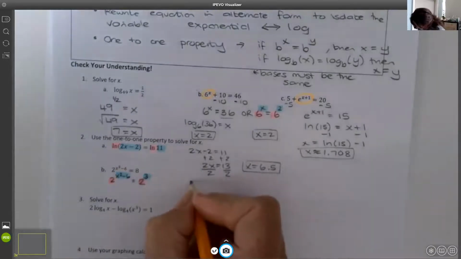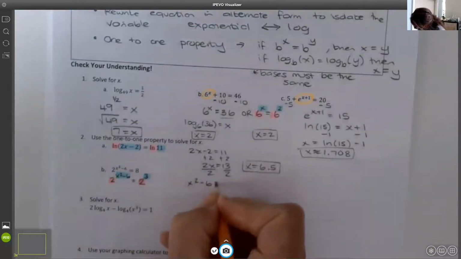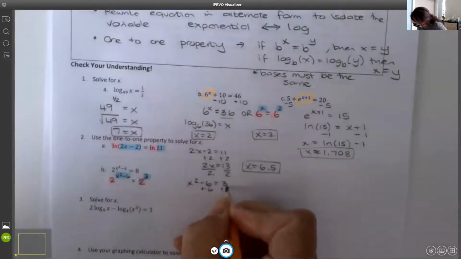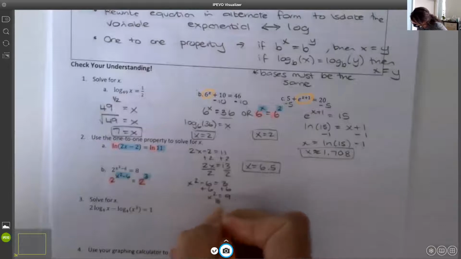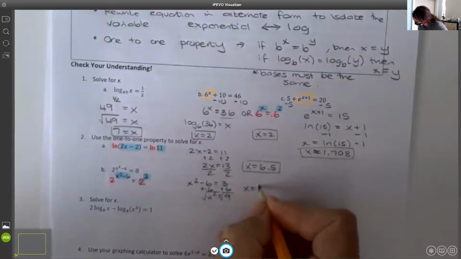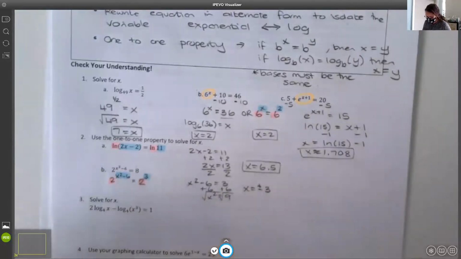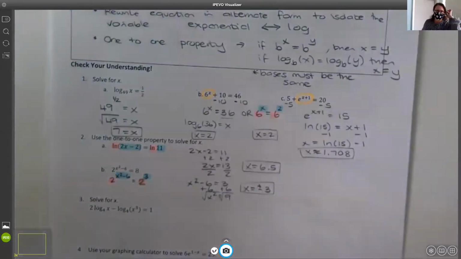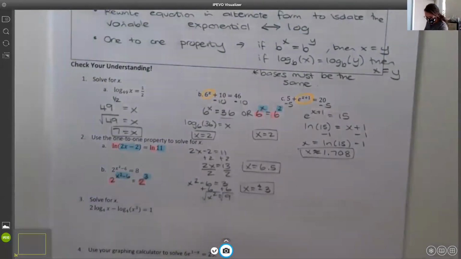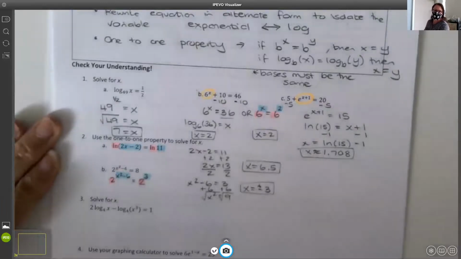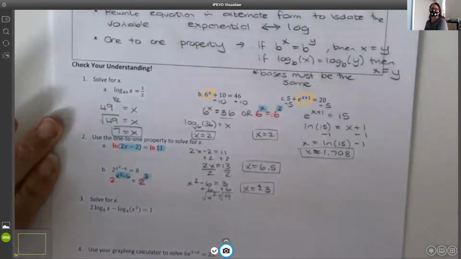And so again, you can just make a separate equation: x squared minus 6 is equal to 3. And we can just solve this by taking square roots. Remember, when you solve a square root equation, you're going to end up with two solutions: x equals positive or negative 3. Any questions on that one?